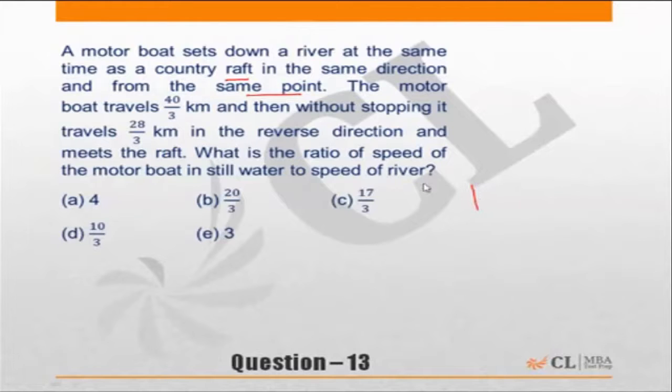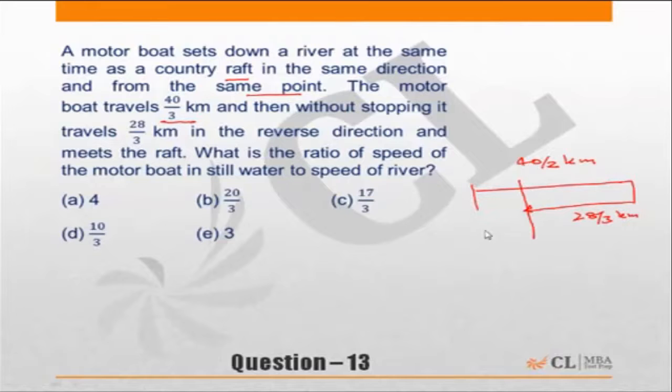The motorboat travels 40 by 3 kilometers. So the motorboat goes 40 by 3 kilometers. And then without stopping travels 28 by 3 kilometers in the reverse direction. So it comes back 28 by 3 kilometers in the reverse direction as per the question, and meets the raft. So it meets the raft at this point.